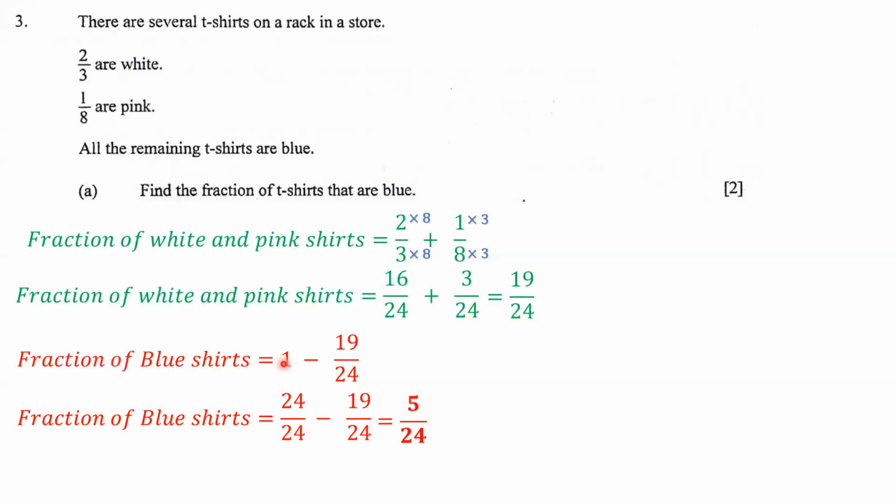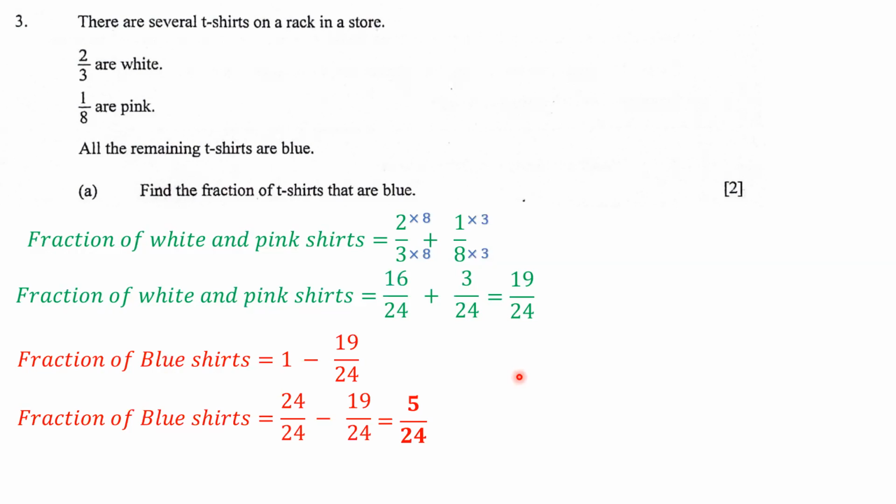So what we did was write 1 as a fraction, which is 24 over 24, because 24 over 24 is a whole. And we subtract 19 over 24 because that is the pink and the white, but we want the remaining. So the remaining would be 5 over 24. We got the 5 because 24 minus 19 is 5, and for the bottom, we just keep it the same. Okay, so the answer here is 5 over 24. That's the fraction of blue shirts that are left.